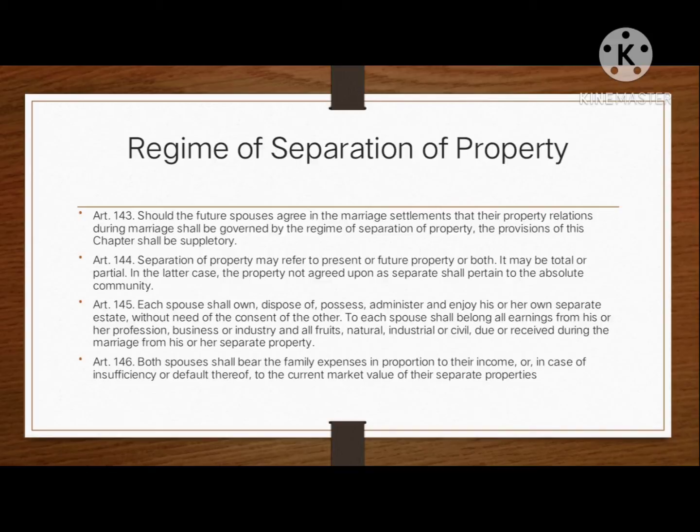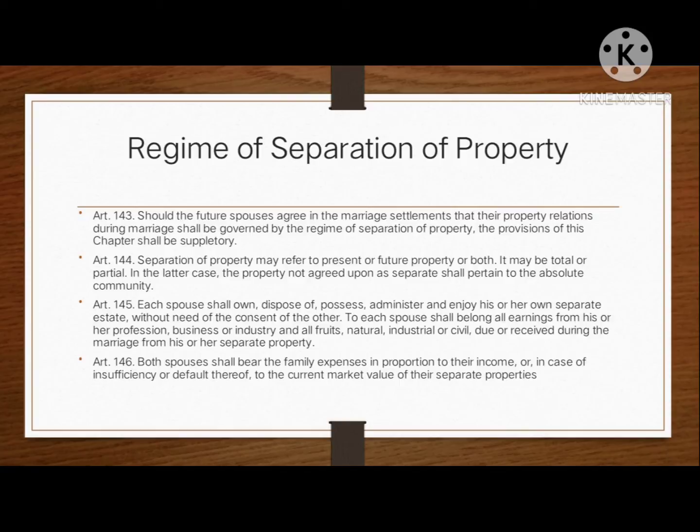So, yung mga properties na hindi pa agreed upon kung saan ba siya ibibigay, kung sa isa ba or sa kabila ba. Basta yung mga properties na hindi pa known, yung mga properties na hindi pa nilagay sa separate or exclusive properties will automatically belong to the absolute community.